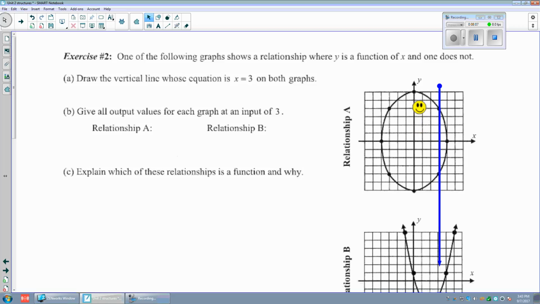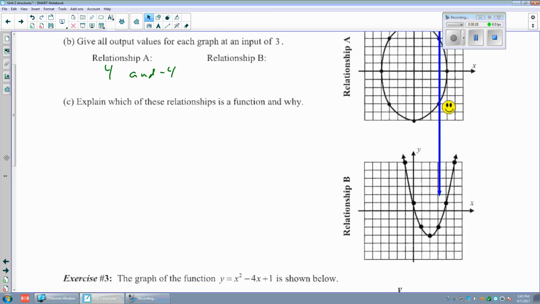1, 2, 3, 4. That's graph A. 4 and -1, -2, -3, -4. Relationship B. Draw the vertical line at 3. Right there. How many values do we have? Only one, and it is -1, -2, -2. Input is 3, output is 4 and -4; for B, output is -2.